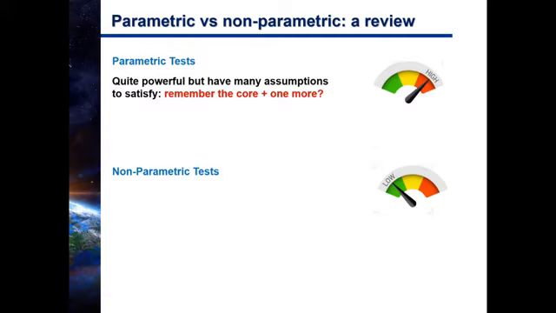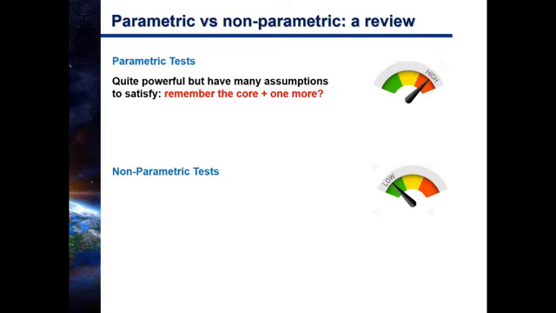All right. So parametric tests are quite powerful. So that makes them very desirable, right? Because by being very powerful, it means that they have a good chance of correctly identifying treatment effects when they exist, all right? But the downside of parametric tests is that they have quite a number of assumptions, and those assumptions can sometimes be difficult to satisfy.